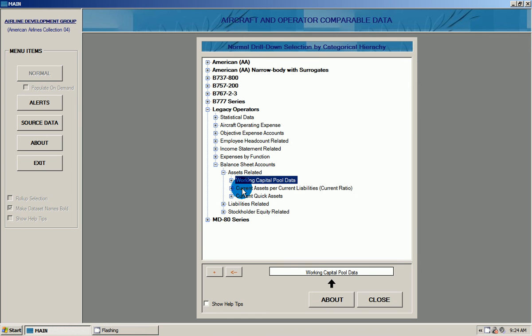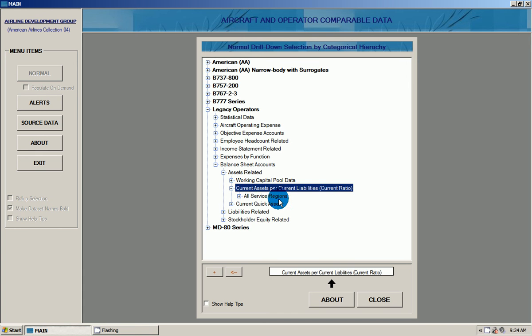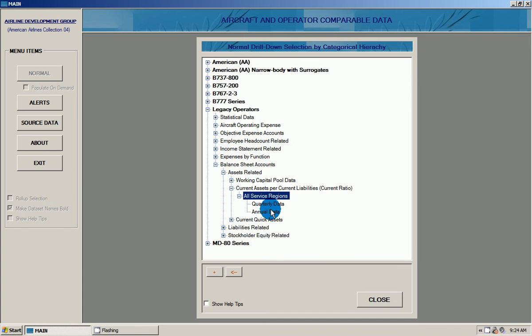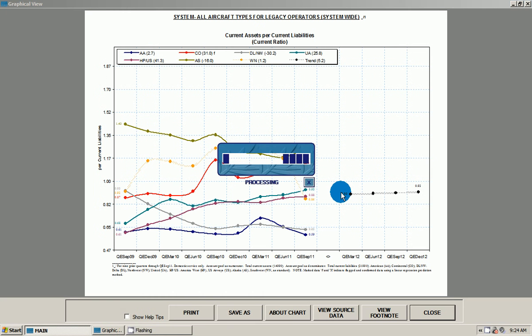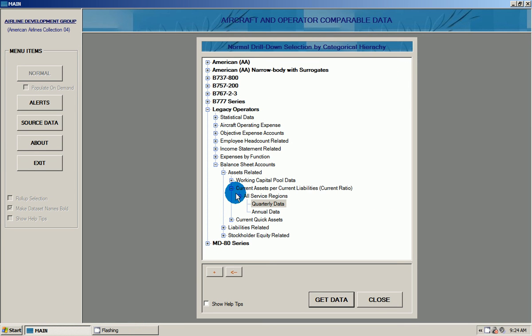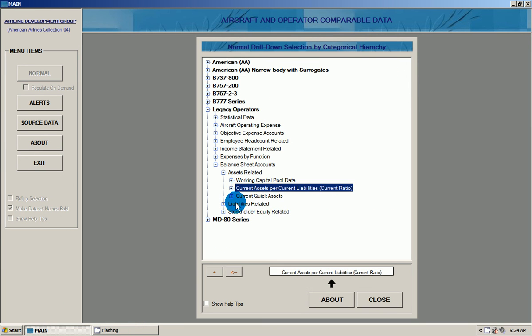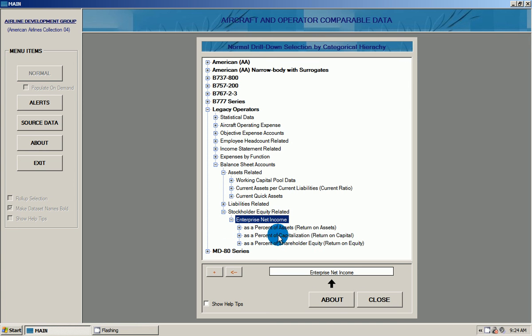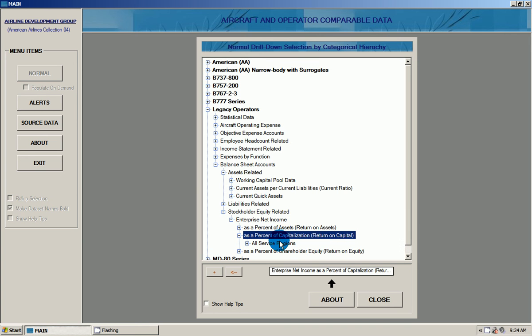We could also look at, here's the current ratio for that. We'll look at quarterly data. Current ratio. And if we want to, let's collapse this. And let's look at, I don't know, return on capital. We can see that.